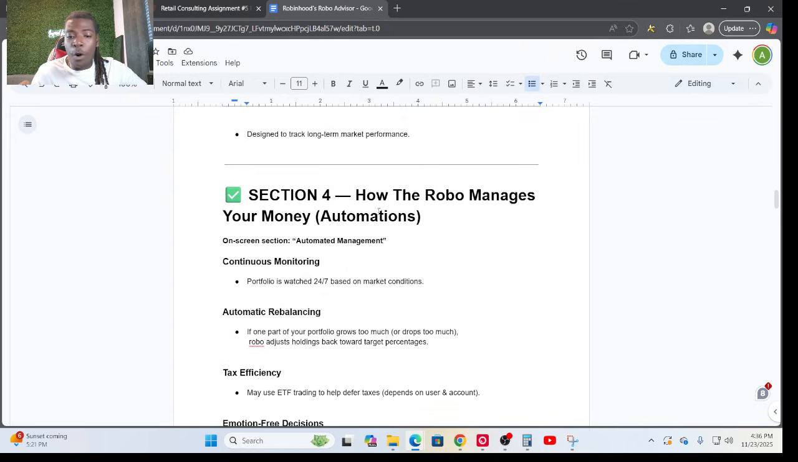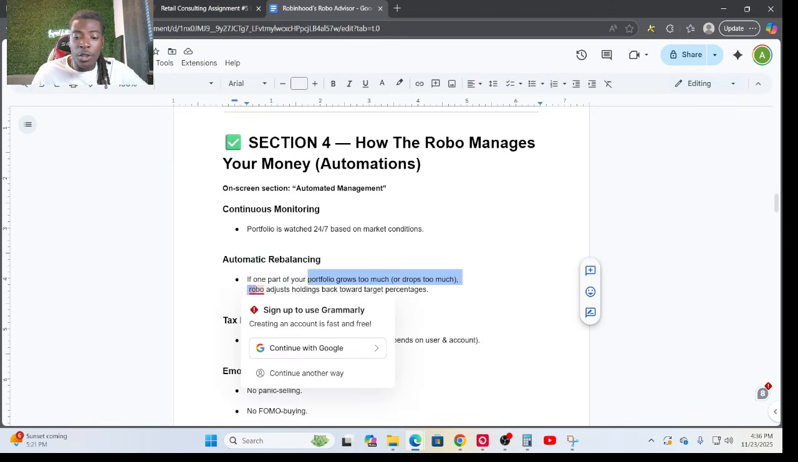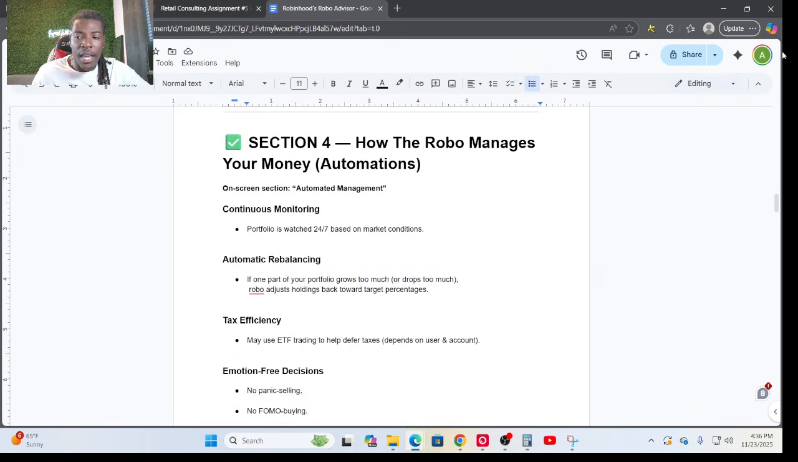How the robo manages your money: automation and continuous monitoring. The portfolio is being watched 24/7 based on market conditions. Automatic rebalancing: if one part of the portfolio grows too much or drops too much, the robo adjusts your holdings back to the target percentages. And I showed you guys exactly what those percentages look like.